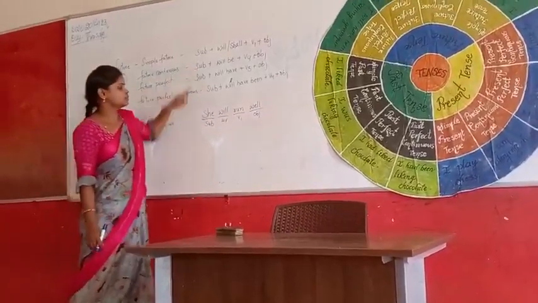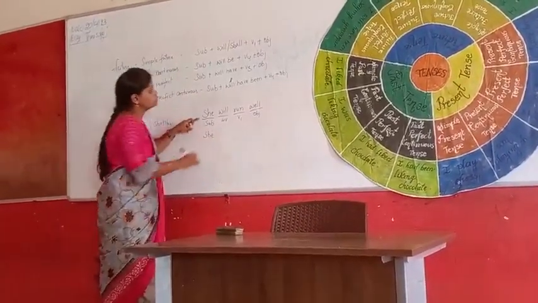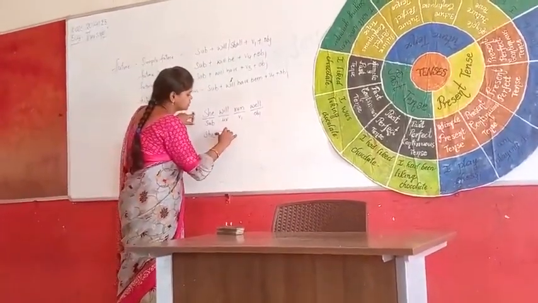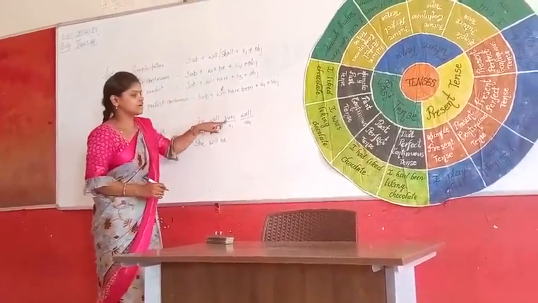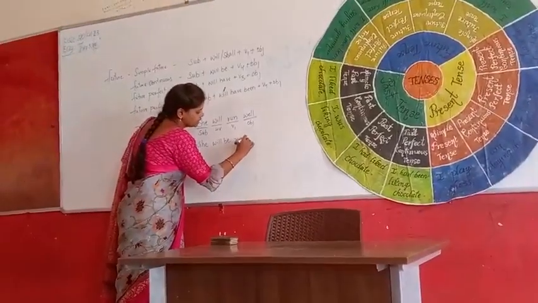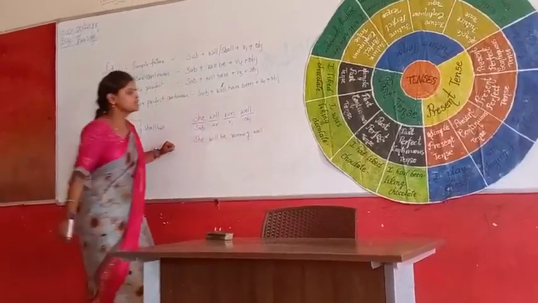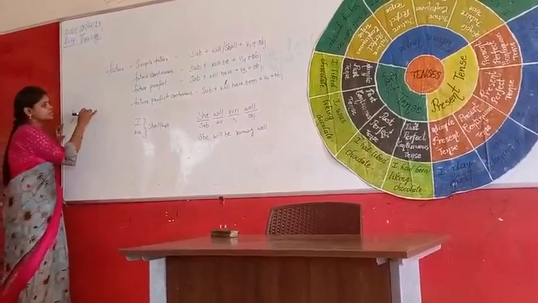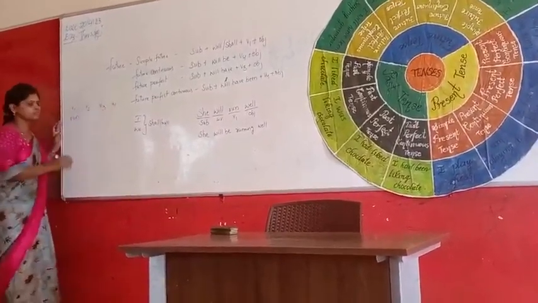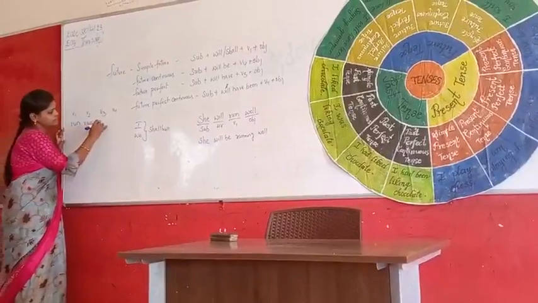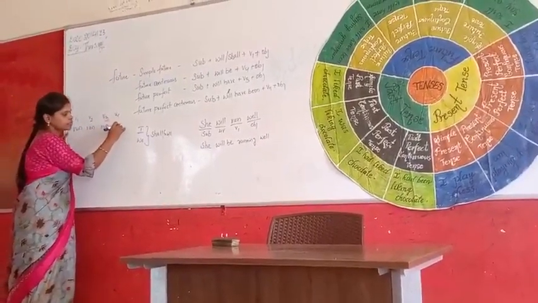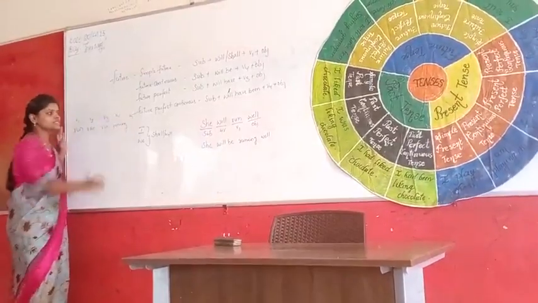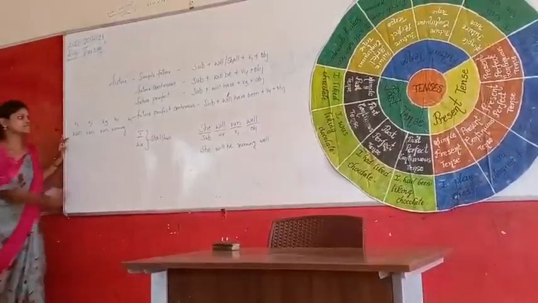Future continuous. Subject is she. What do we have to use? Will be running well. V4 of run is running. And one more is there, V5. What is V5? Runs.